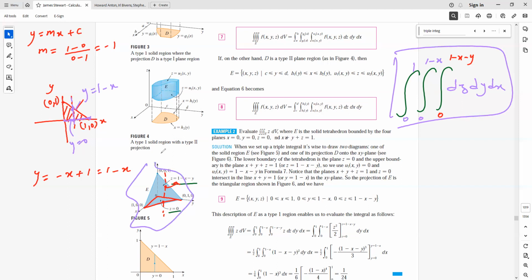So this is how we can use triple integrals in our daily life applications to find the volume bounded between the regions. So I hope you guys understand this lesson.